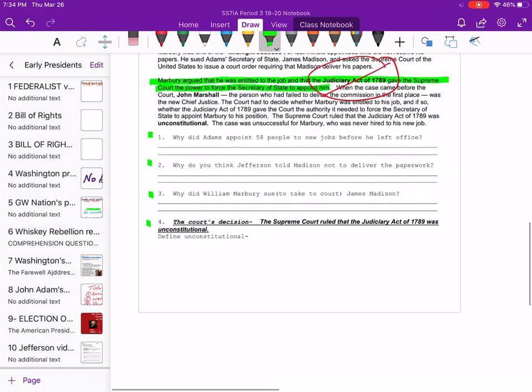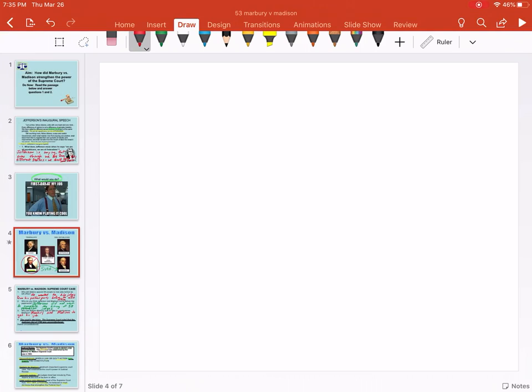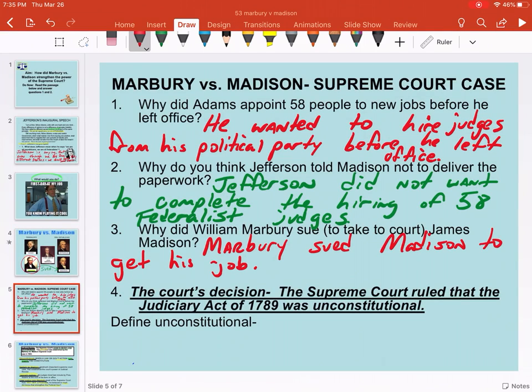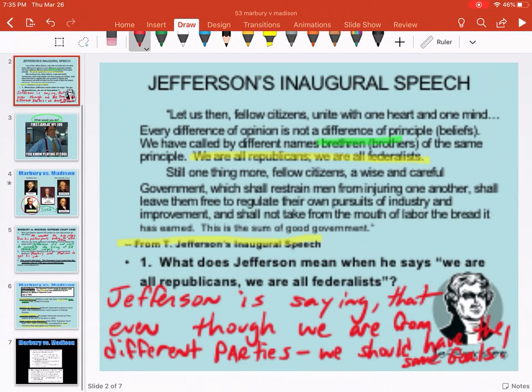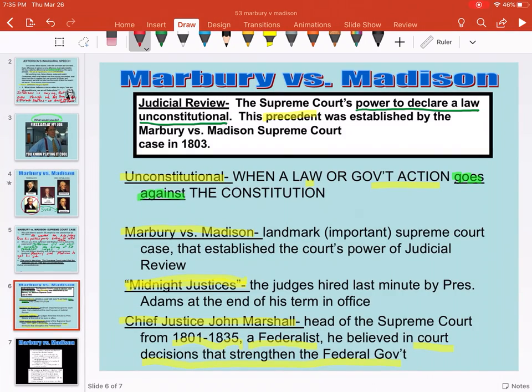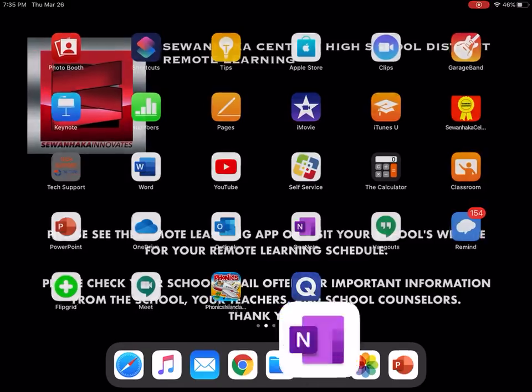Go ahead and answer question number 4, the court's decision. Answering question number 4 would bring you right back to the definitions. Here, define unconstitutional. And we did that. Let me find my definitions. There we are. So your answer to number 4 should match the definition that we gave for unconstitutional here on the worksheet. All right. Last summary.